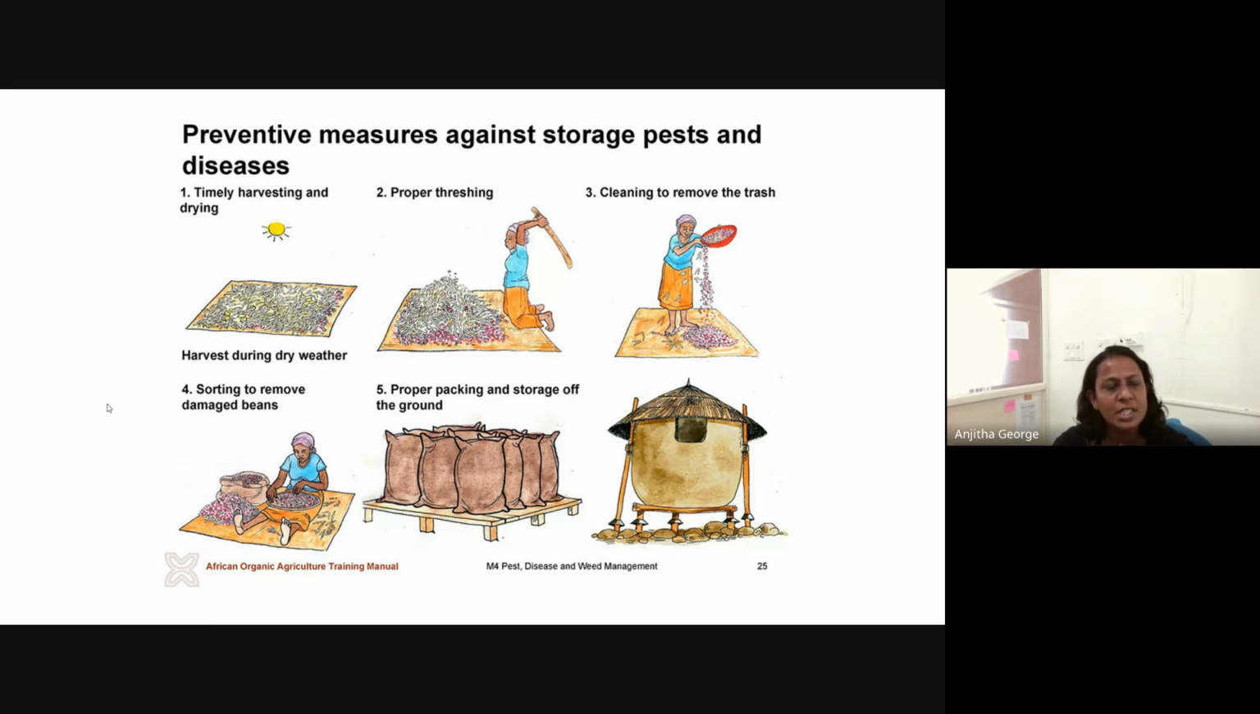So the first thing, some minimum things we have to do: timely harvesting. After harvesting, you have to properly dry the seeds so that you bring the seed moisture content to 10 to 12%, and you have to properly thresh it, clean it, and then store. If it is possible to do some chemical treatments, then you can do that and store the seeds.